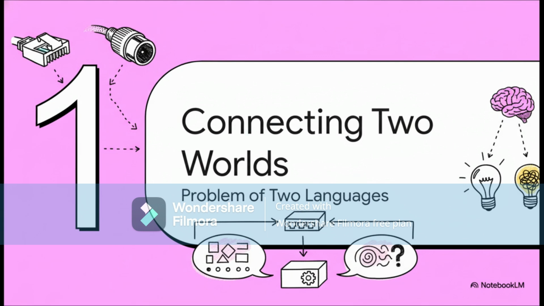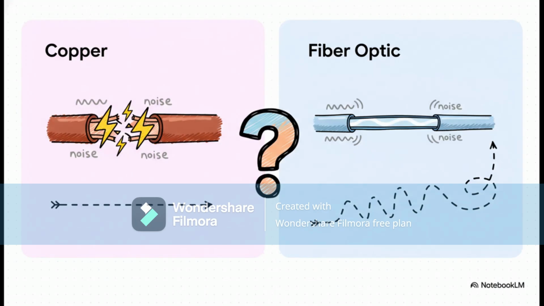All right, let's start with section 1, connecting 2 different worlds. You can really just think of this as the problem of 2 languages. So in networking, we're dealing with 2 main types of cables. On one hand, you've got your traditional copper cables. They're pretty standard. They send information using electrical signals, but they don't work over long distances, and they can get easily messed up by interference from other electronics. We call that EMI.